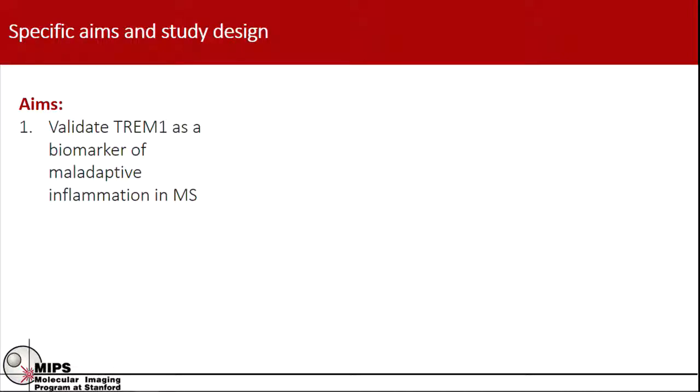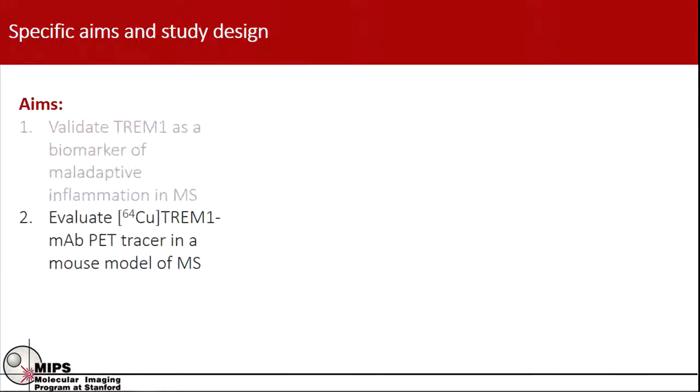So our aims were very simple. First of all, just validate TREM1 as a biomarker. Just look at what is it actually doing in MS, and then make a prototypical PET tracer. And there are no small molecules for this target, so we really had our work cut out for us. So we have a small molecule discovery program, but in parallel, I thought, well, we'll just radiolabel an antibody and see what we see.